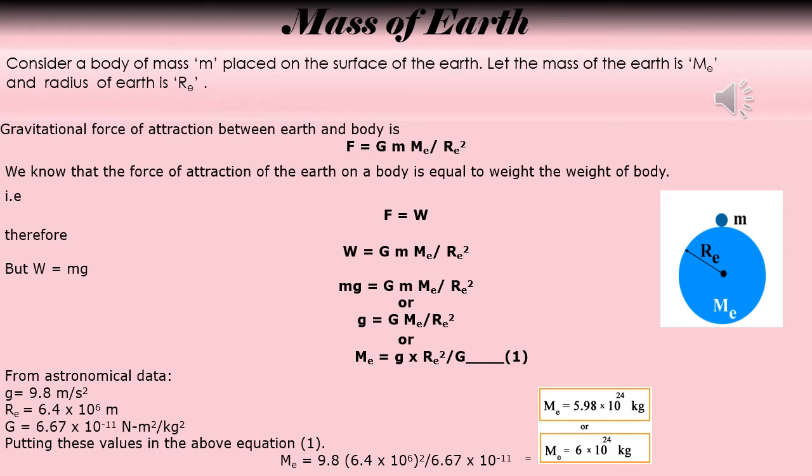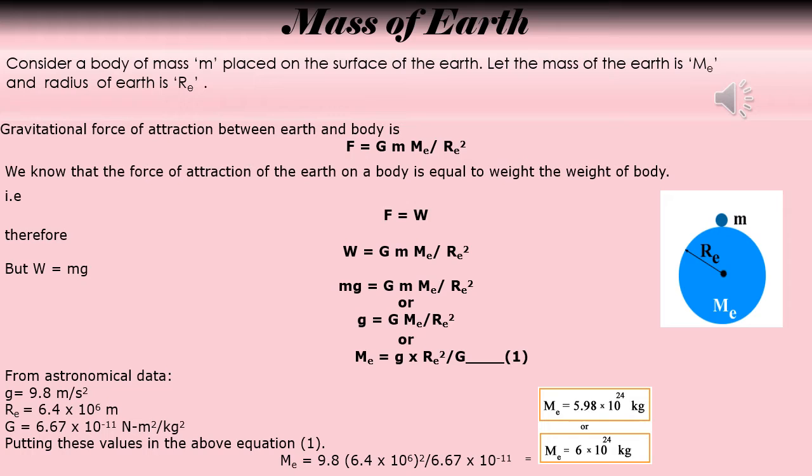We know that the force of attraction of the Earth on a body is equal to the weight of the body, that is, F equals W. Therefore, W equals G M m divided by R square, but W equals mg, so mg equals G M m divided by R square, or g equals G M divided by R square, or M equals g R square divided by G.